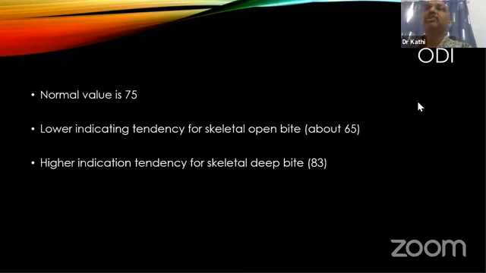Okay, let's see. The normal value for ODI is about 75. A lower value than that indicates a skeletal open bite tendency, and the threshold is about 65. So if it's about 65, then it's a skeletal open bite. A skeletal open bite would require surgery, while a higher value indicates a skeletal deep bite. Anything higher than 83 degrees will be a skeletal deep bite. So between 75 and 65, it's a dental deep bite or dental open bite, which can be camouflaged.